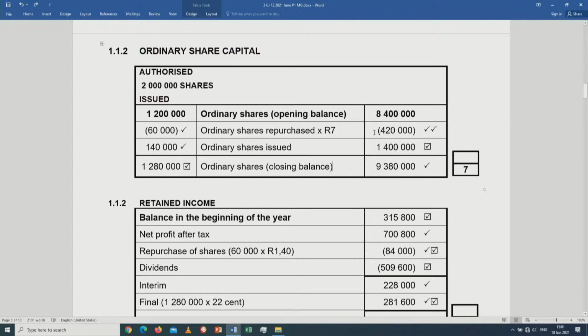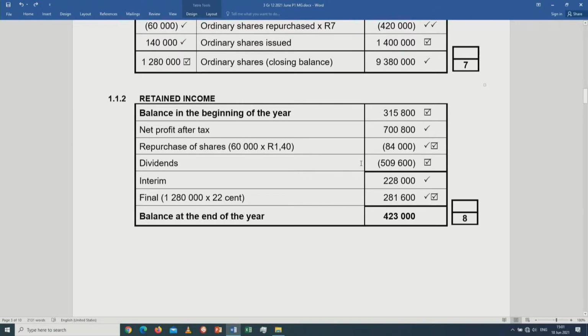So remember, the 420,000, which is the repurchase price, must be added when we work backwards to get a balancing figure of 1,400,000. So it must not be subtracted. When we move from this figure this way, whatever a learner has there, it must be added back to this figure, because we are applying a working backward principle. So if it's subtracted, then the balancing figure will not be correct, and a learner will not get a method mark there. 7 marks.